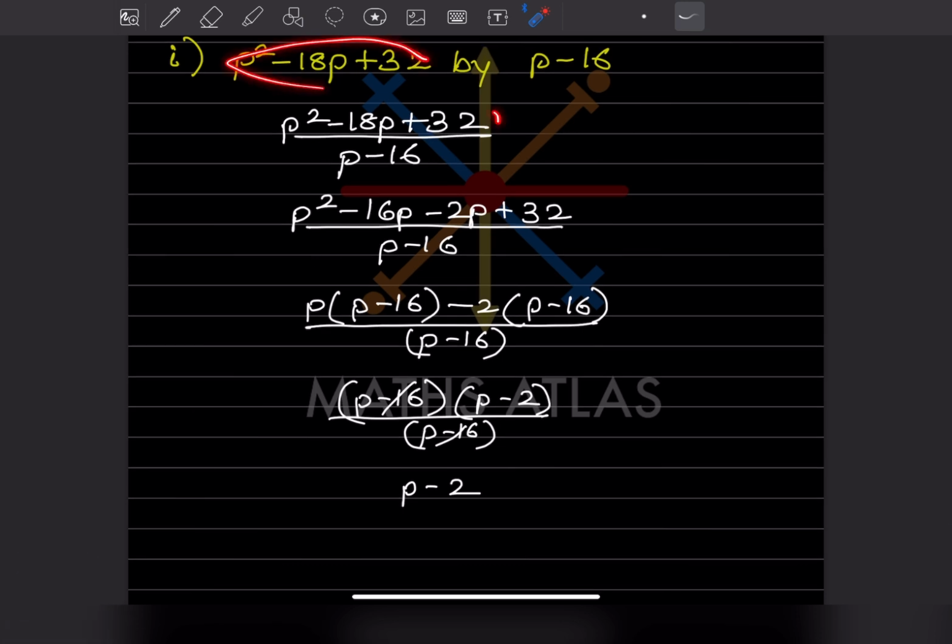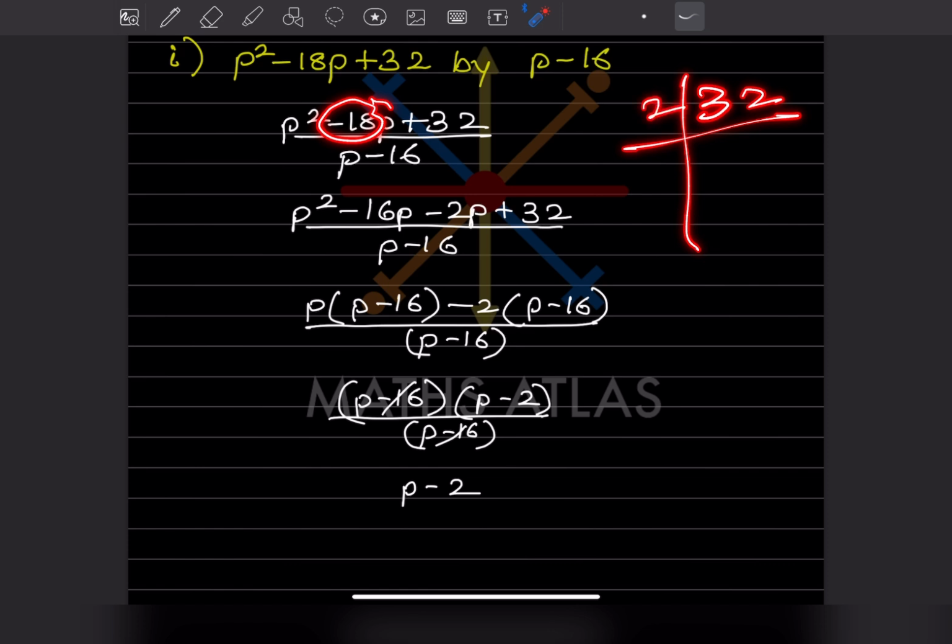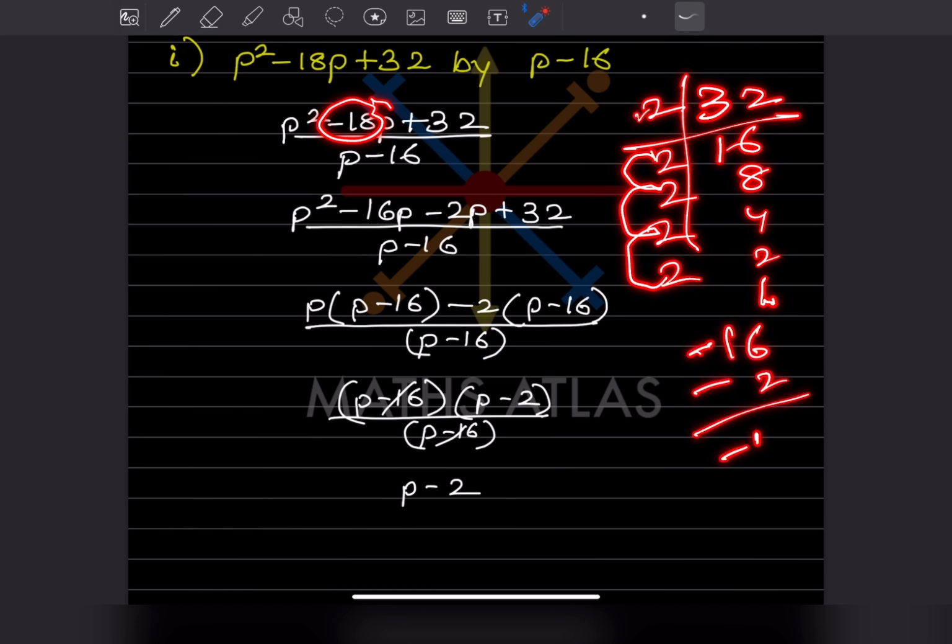Now here again, this is in the form of ax square plus bx plus c. So now look at the coefficient of the first and the last term. So this will be 32. So we have to take the factors of 32 in such a way that we get minus 18. Now see here, let us take the factors of 32. 2 16s are, 2 8s are, 2 4s are, 2 2s are, and 2 1s are. So we need 18. So what we can do here, 2 2s are 4, 4 2s are 8, 8 2s are 16, 16 and this 2. So it should be minus 16 minus 2 because we want minus 18.